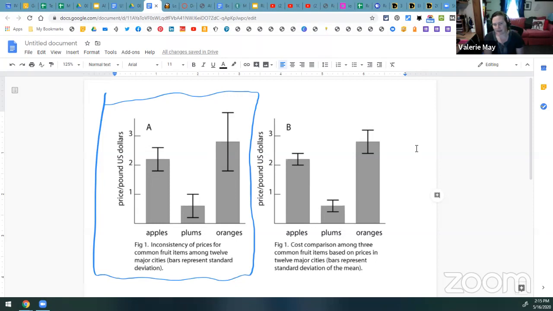So it's a difficult concept, but remember that you're trying to describe the effect. You're trying to make a conclusion based on the graph. Does your independent variable affect your dependent variable? And if the error bars overlap, then it doesn't. We do not have the data to make that claim that there's an effect.